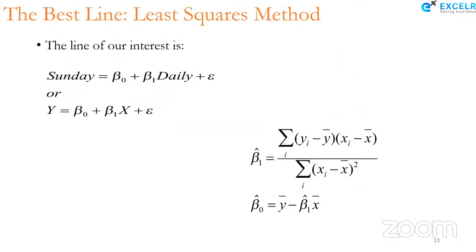So this is what your equation would be. We are interested in predicting the Sunday sales: beta naught plus beta 1 into daily plus your epsilon. Now you can also figure out the beta naught and beta 1 using this concept of mean. Your y bar is nothing but the mean of y values, x bar is nothing but the mean of x values. If you plug into this equation, you can get your slope, and once you get the slope, you need to plug it into this equation in order to get your beta naught, which is your y-intercept. In Python, we have different libraries which will do this for us. Anyways, I'm going to show you the practical implementation as well.